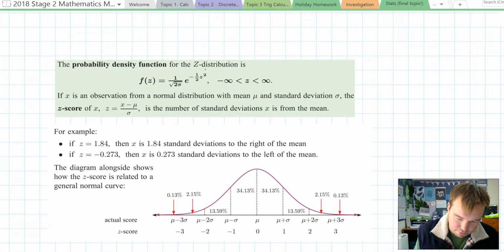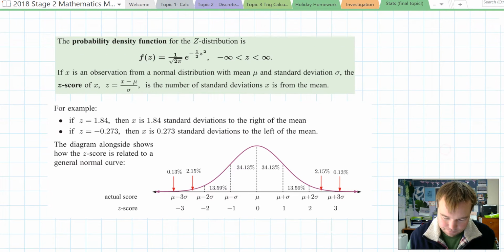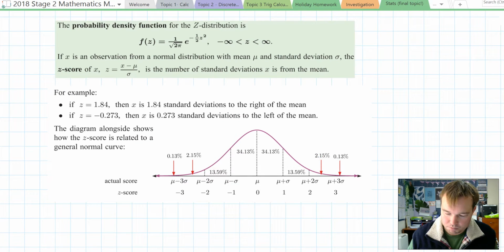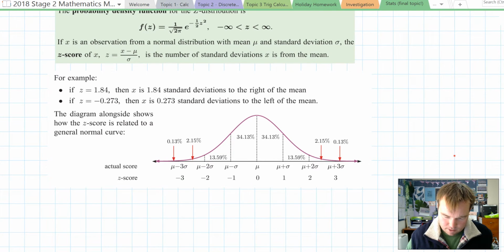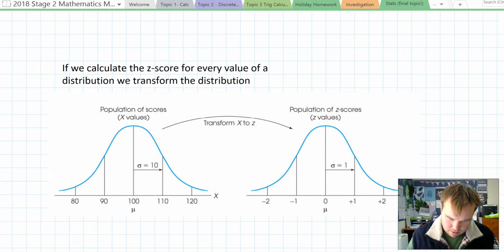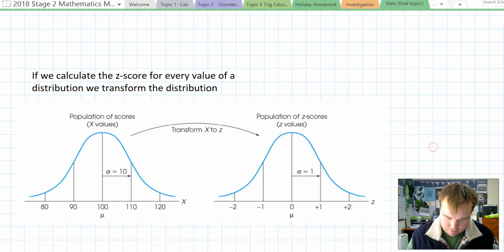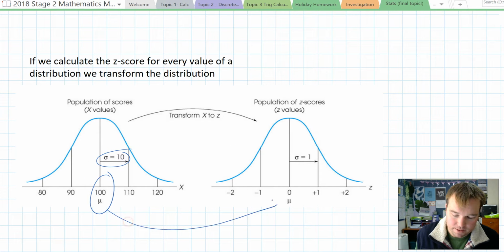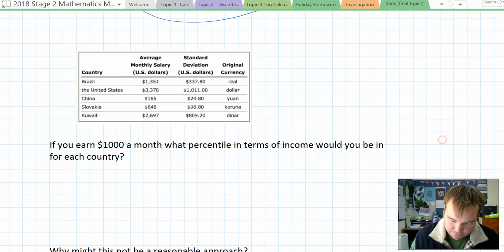Alright, and here is our formula we've seen before, but now with the new values of 0 and 1. And note that the Z-scores have exactly the same properties as the original normal distributions in terms of this percentage split we see here. So, just reiterating, if we had a population, say, weights, of 100 with standard deviation of 10, once we transform it, it now has a mean of 0 and a standard deviation of 1.